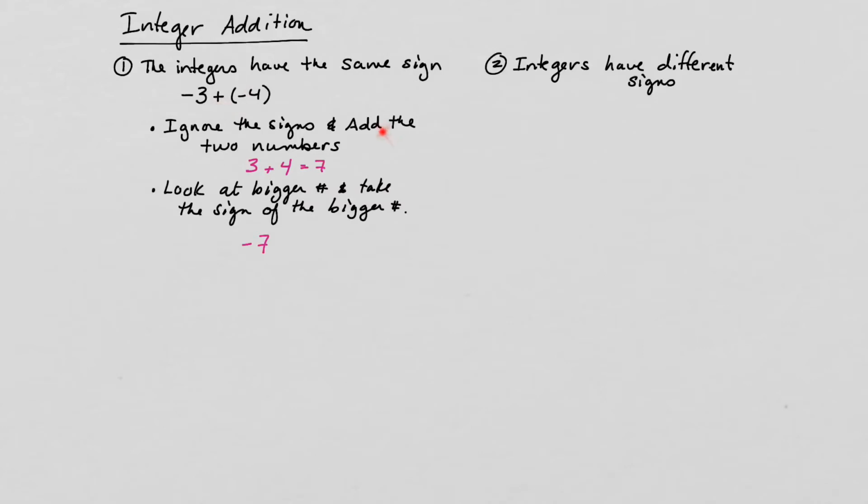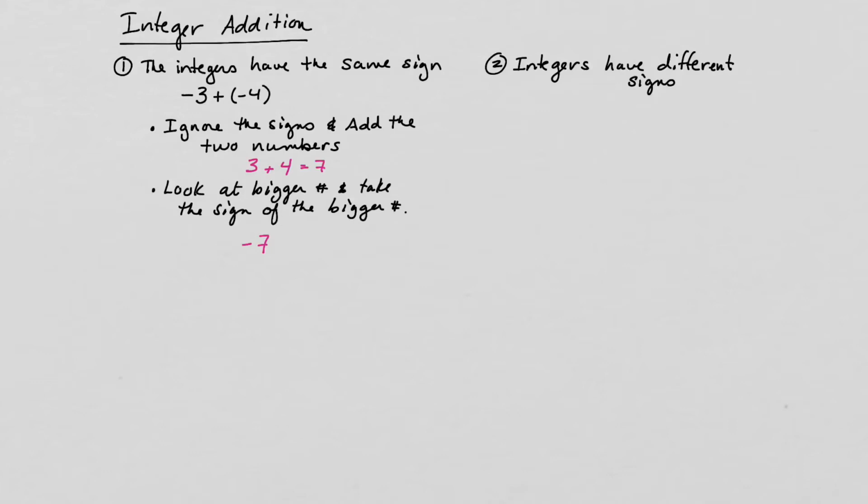We're going to ignore the signs and add the two numbers, and then we're going to look at the bigger number and take the sign of the bigger. In this case, both the bigger number and the smaller number have the same sign, and that's okay. I write the step this way: look at the bigger number and take the sign of the bigger number, because then it's the same in both case 1 and case 2 over here.